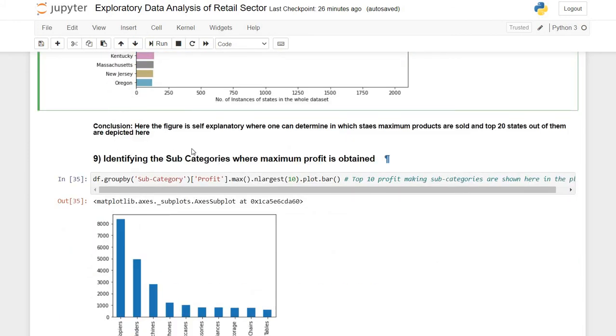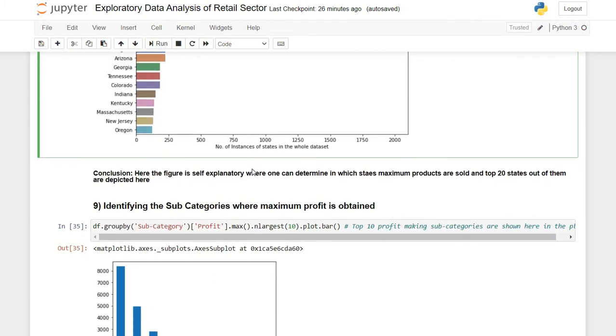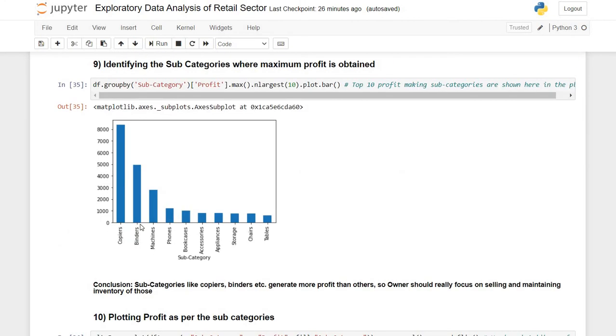Now identifying the subcategories where maximum profit is obtained. So here we will be identifying the subcategories where maximum profit is generated. Previously we had seen that the maximum sales generated in the subcategories was from binders, but the maximum profit obtained will be from copiers. So more than 8,000 of profit will be obtained from copiers, then it will be binders, then machines, phones, etc.